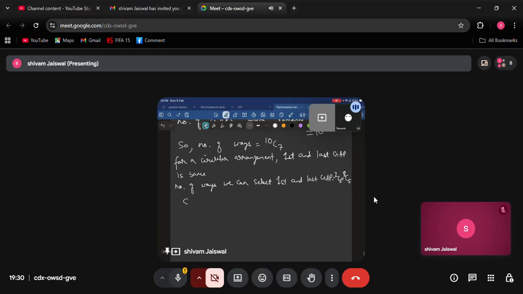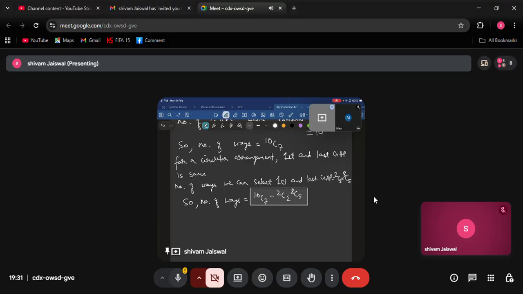So what is the number of ways? Number of required ways will be equal to 10C7 minus 2C2 into 8C5. Tell me, is it clear to everyone? Anandit, Devang, tell me, is it clear? Yes, sir.